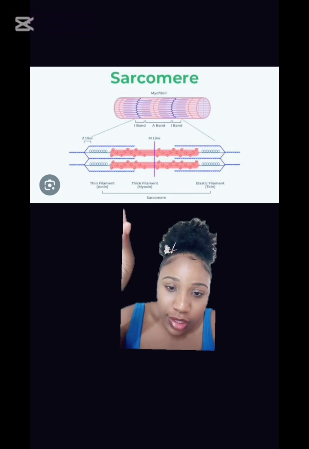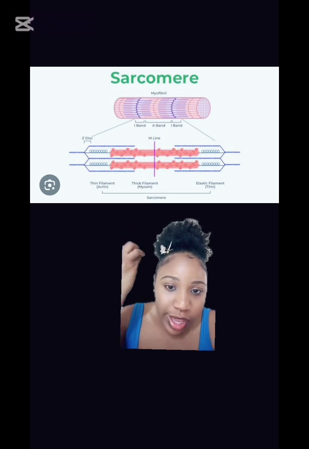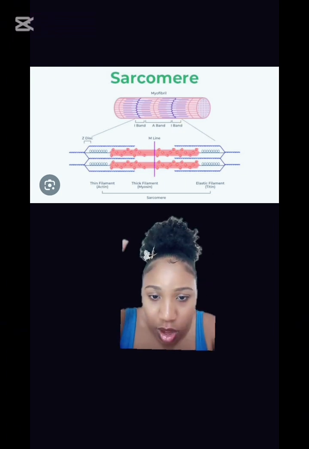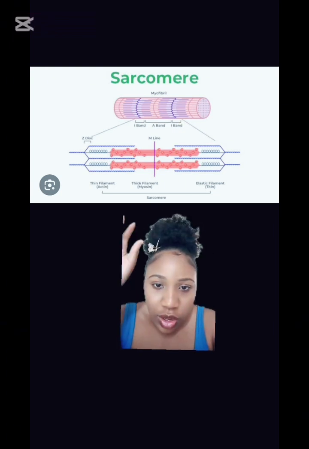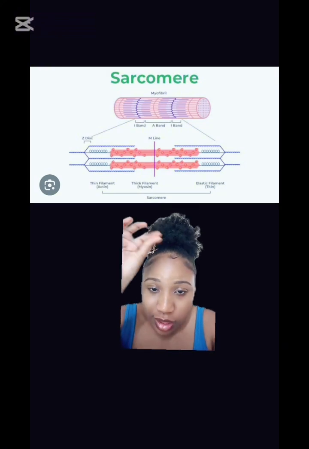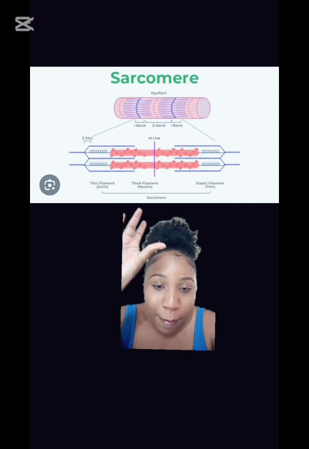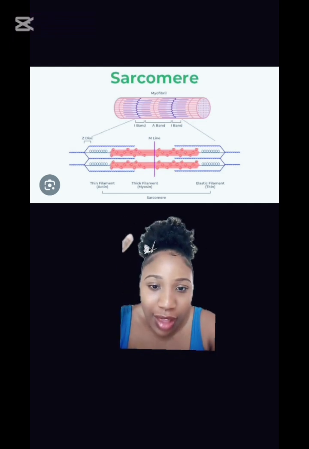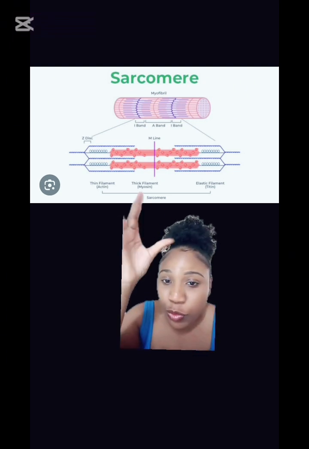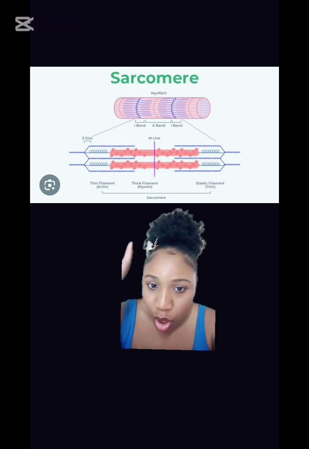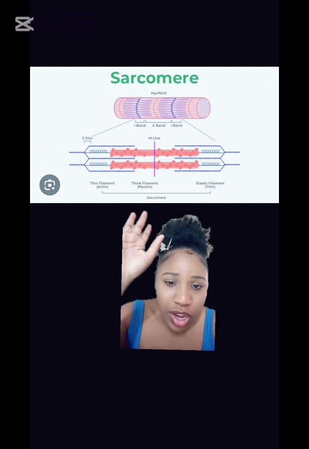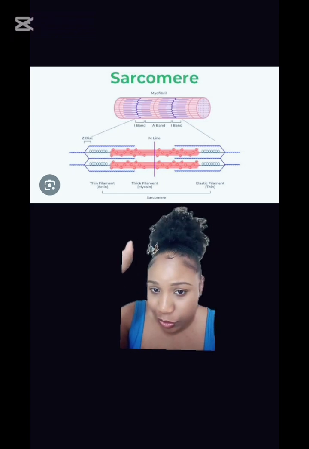And now the actin and the myosin will interact. The myosin head will pull on the actin filament, shortening the muscle fiber. This is called the sliding filament mechanism, and this is how the muscles contract and how you are able to move your fingers. Once the sarcoplasmic reticulum stops releasing calcium, the contraction will be over.